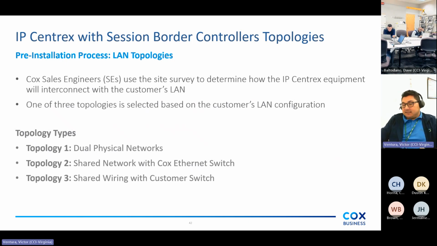If it's less than 10 seats and you have a 2900 PoE Edgemarc. Once you go over 10 seats and you're going to have a separate session border controller and switch, then you can have different topologies. Topology 1, topology 2, or topology 3.